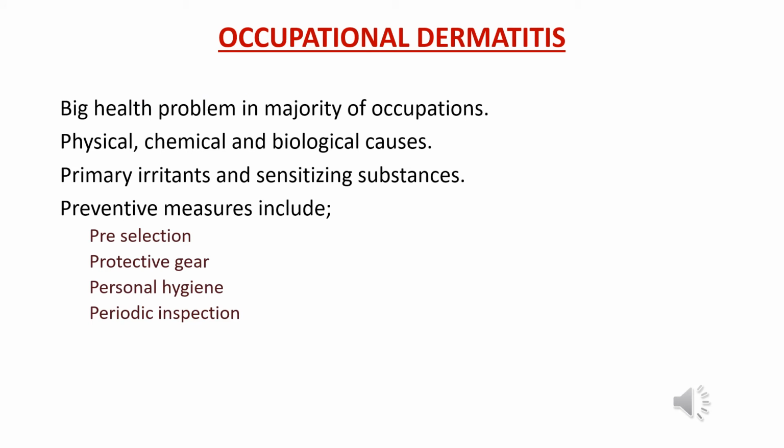Another common occupational disease is occupational dermatitis. It is a big health problem in the majority of occupations. Physical, chemical, and biological factors may be responsible for this type of dermatitis. Primary irritants and sensitizing substances are involved. Preventive measures include pre-selection. People who already have any skin condition should not be involved in certain occupations. Protective gear should be given, personal hygiene should be looked after, and there should be periodic inspection of all the workers in such occupations.